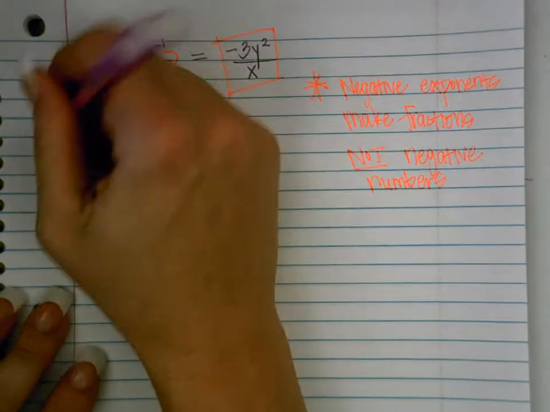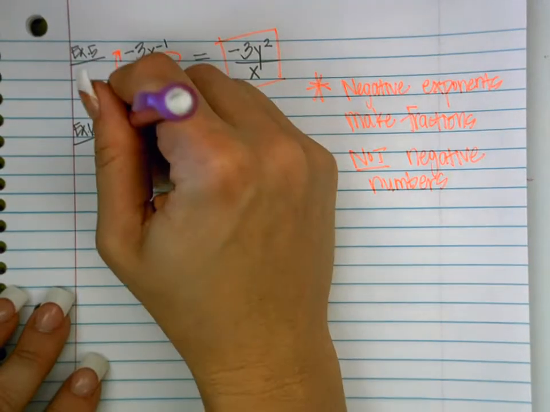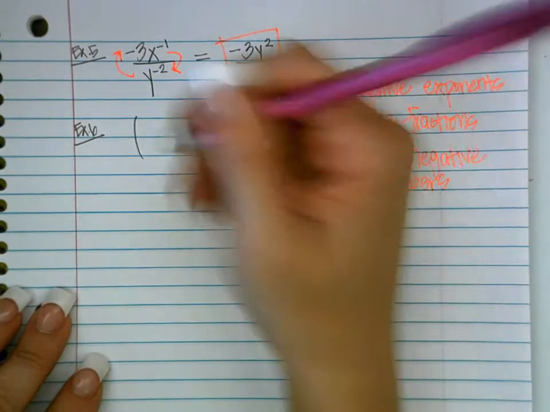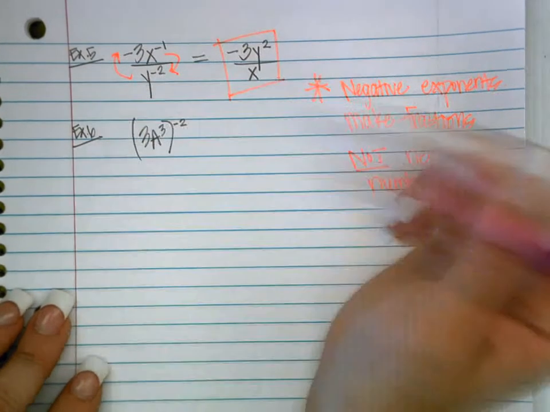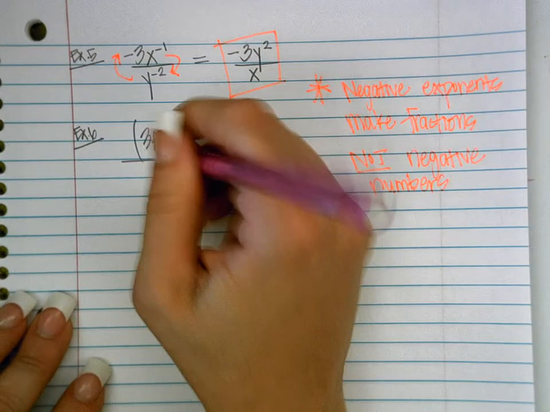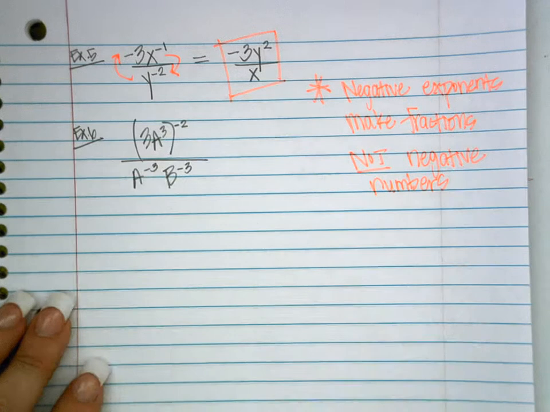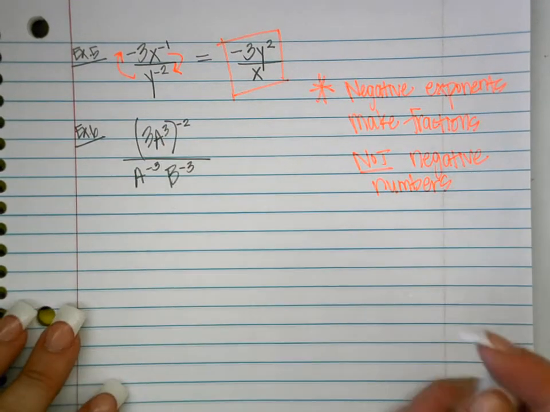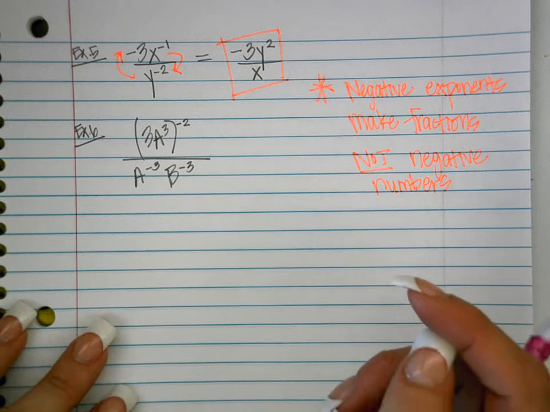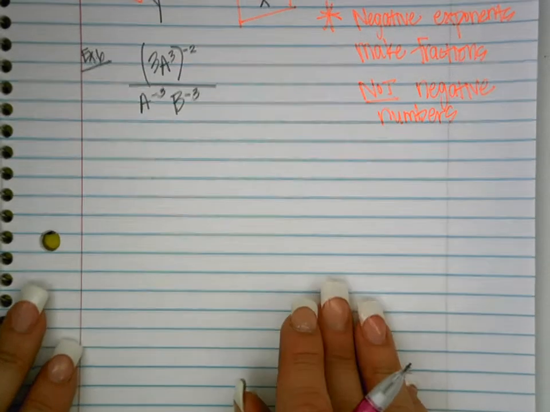Okay, let's try another one for number 6. A couple more. Number 6, quantity, so that means in parentheses, 3a cubed raised to the negative 2 power over a to the negative 3, b to the negative 3. Quantity, so in parentheses, 3a to the third raised to the negative 2 power divided by a to the negative third over b to the negative third.